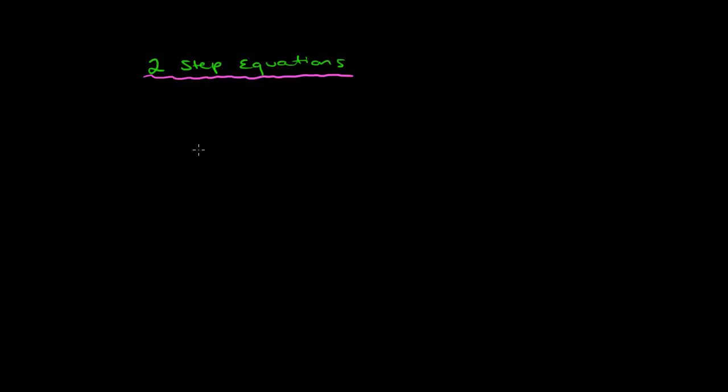Hopefully you've already looked at the one-step equations, so you should have a good grounding of the very basics of equations. We're going to jump straight into it. Today we're going to look at a two-step equation, which looks like this: 2x plus 3 equals 7.